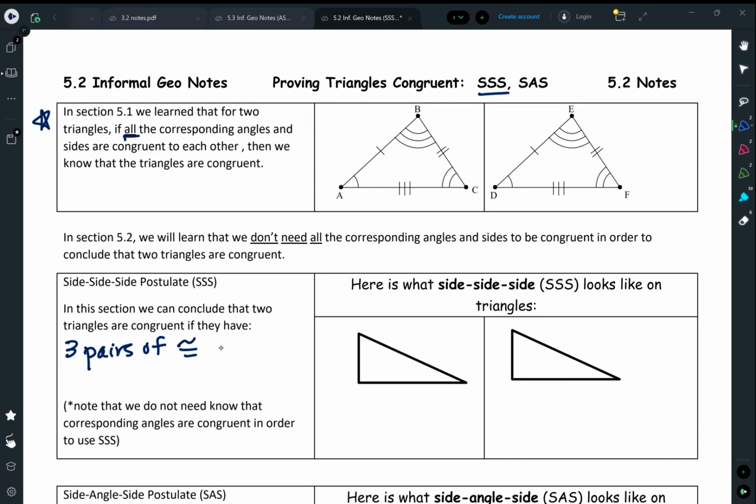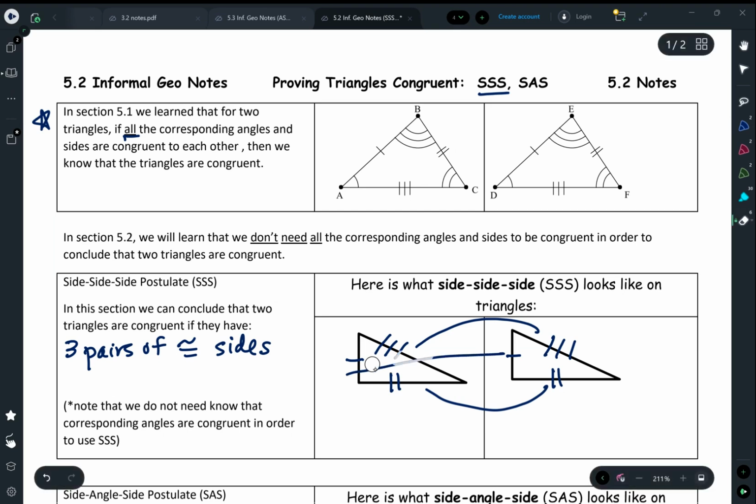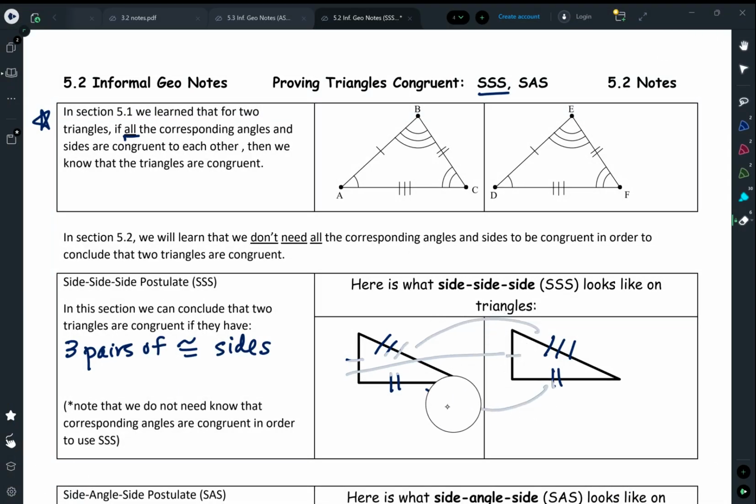So we don't have to have all the sides and all the angles. If we just have three congruent sides, there's enough. So this is what side, side, side looks like. We have one side marked congruent, and then another side congruent, and then the third side. So we can see these two are the same, these two are the same, and these two are the same, right? That's what we're looking for here. So let me go back and fix this and erase these extra marks here.